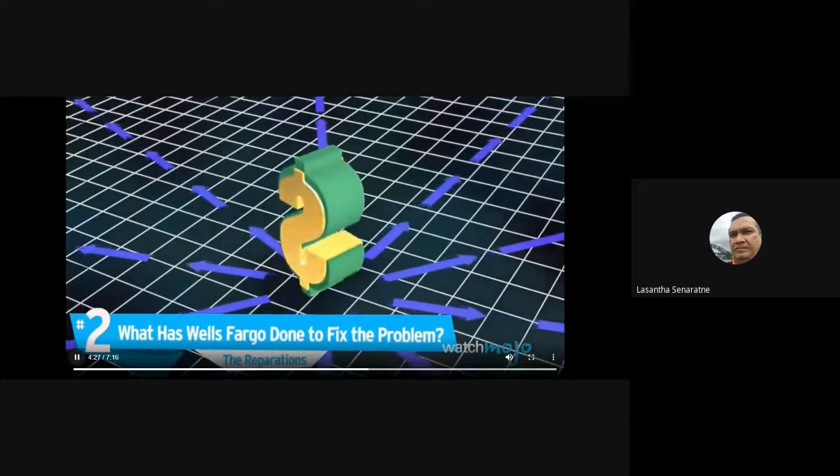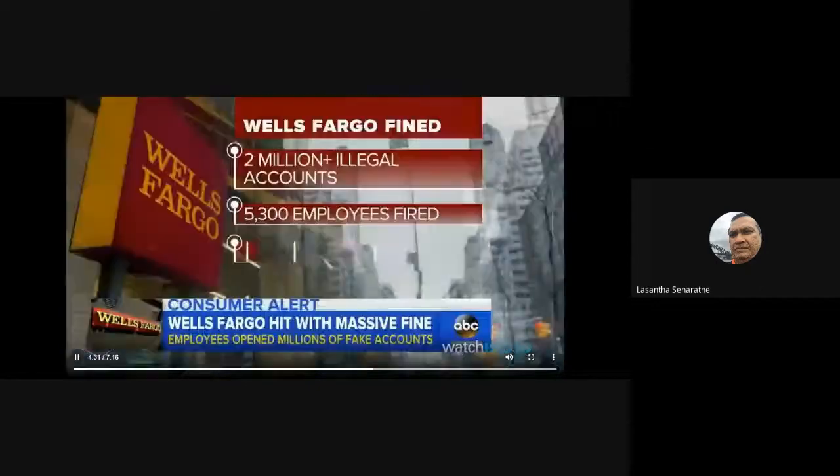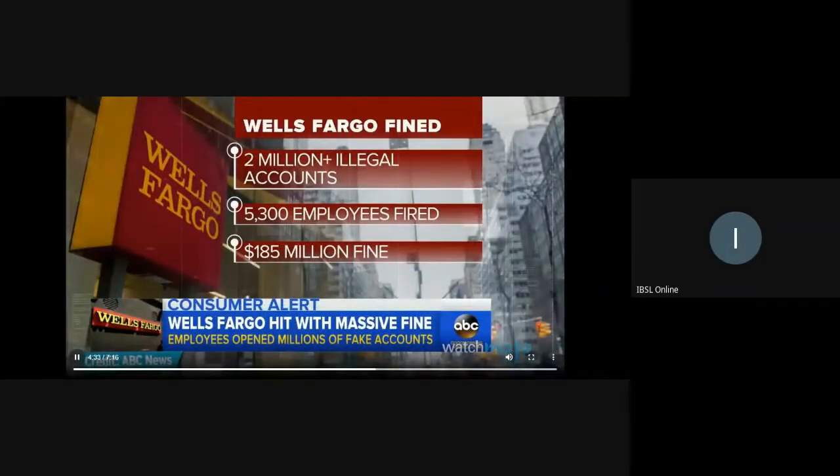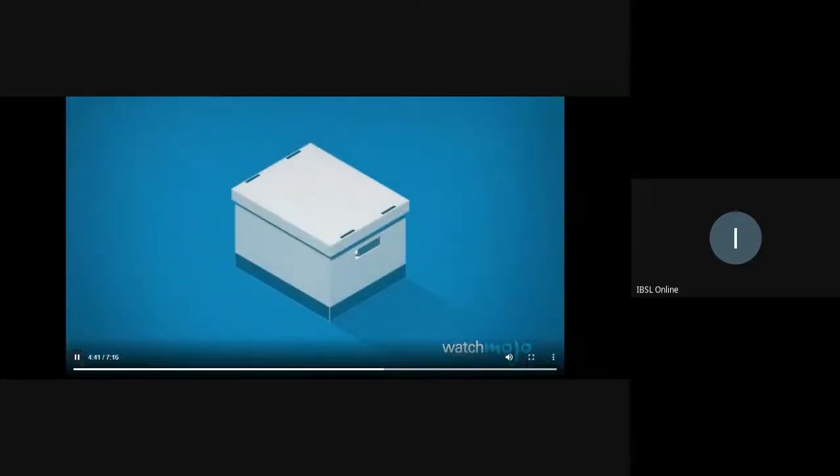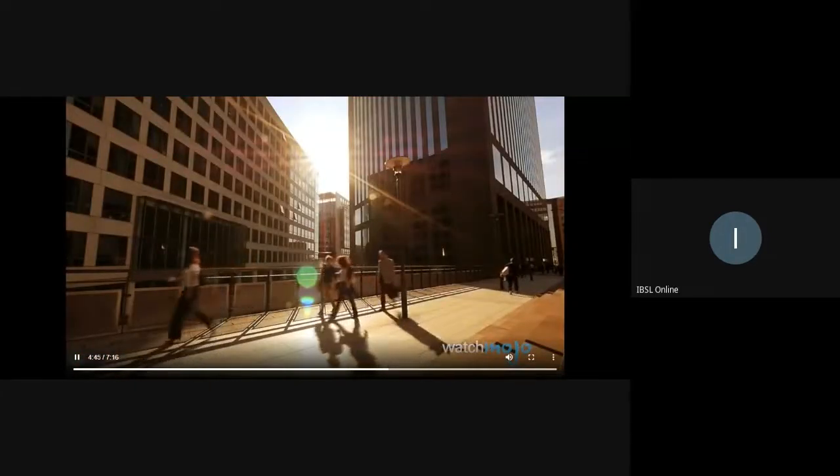Number 2. What has Wells Fargo done to fix the problem? Though the bank has neither admitted nor denied the accusations, Wells Fargo has agreed to pay the fines and is expected to change sales practices and incentive structures as a result. At least 5,300 employees have been fired since 2011 for, quote, inappropriate sales conduct in relation to the scandal.